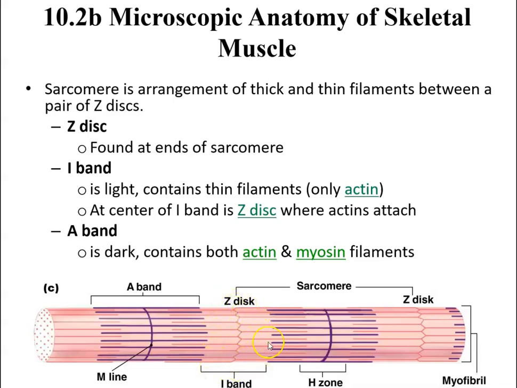Here you have the I band. It's light. It contains thin filaments, so only actin in this area. And at the center of the I band is the Z disc where the actins attach. Contrast this with the A band, which is right here. This is going to be darker because it contains both actin and myosin filaments.